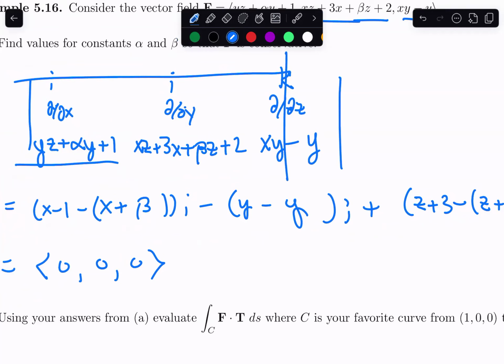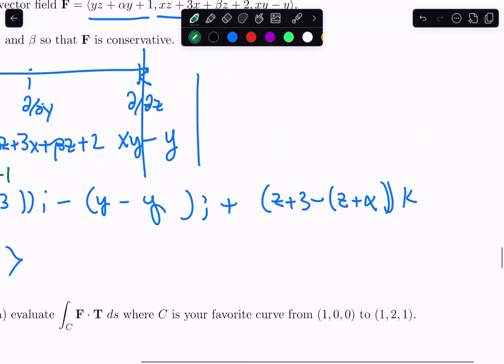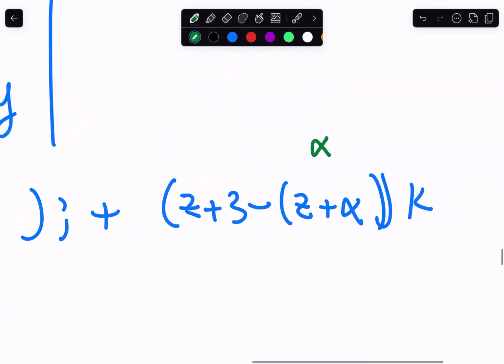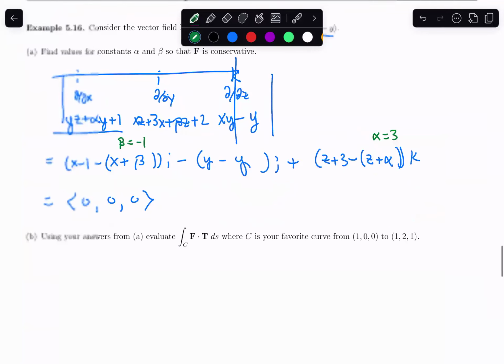So you can see in order for this to work out, beta is going to be equal to -1. So when you minus a -1, that'll cancel out with the -1 there. The x's already perfectly cancel out, so that's nice. And likewise here, we're going to need alpha equals 3. z minus z will cancel out. 3 minus 3 will cancel out. So you'll need those two in order to make this conservative.